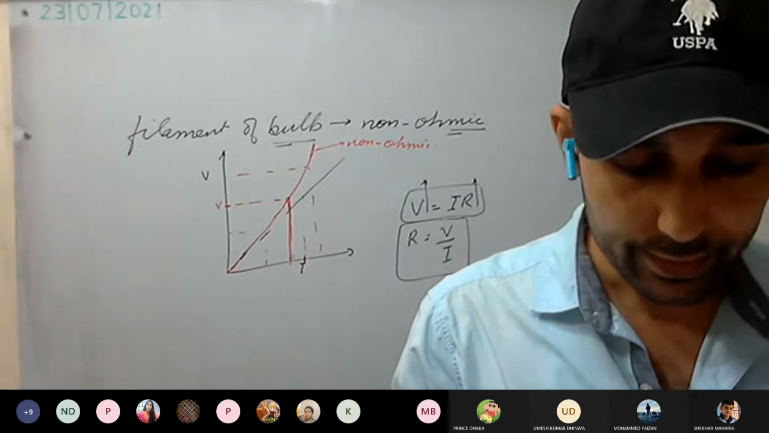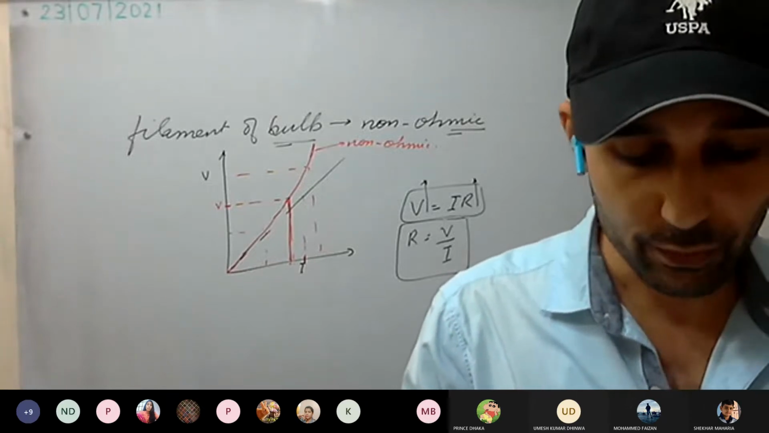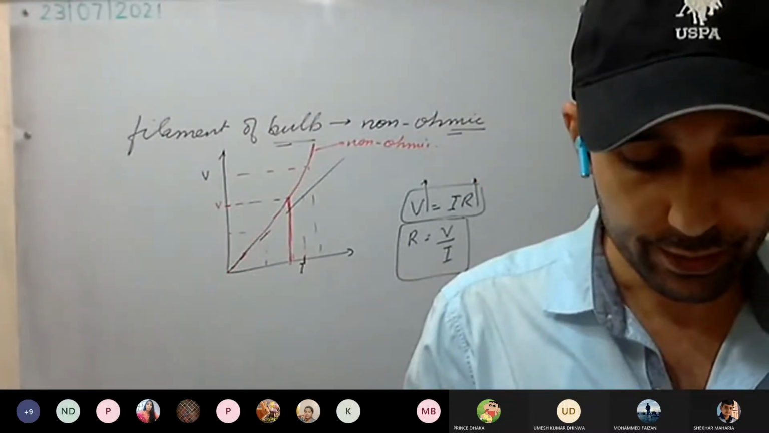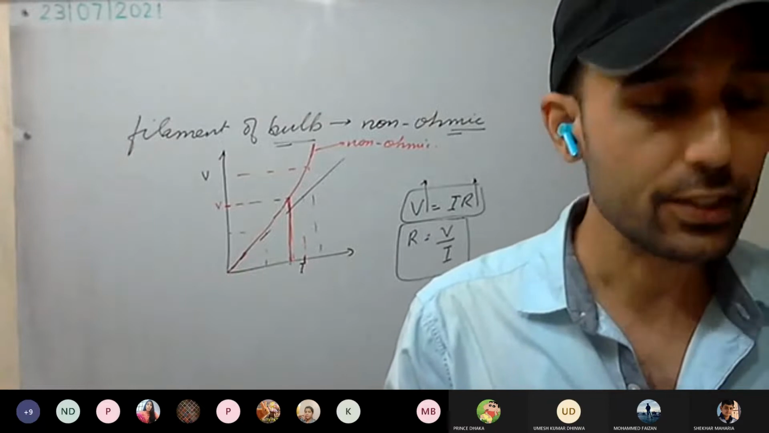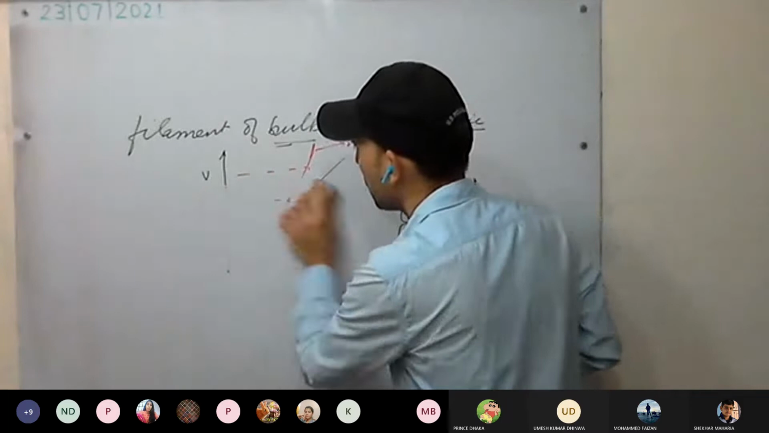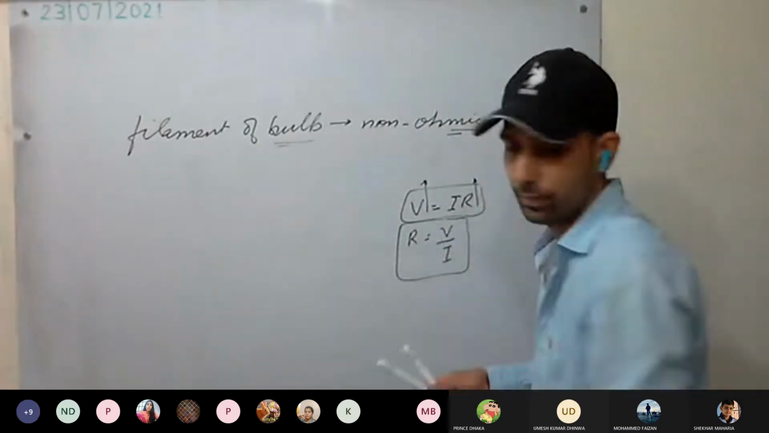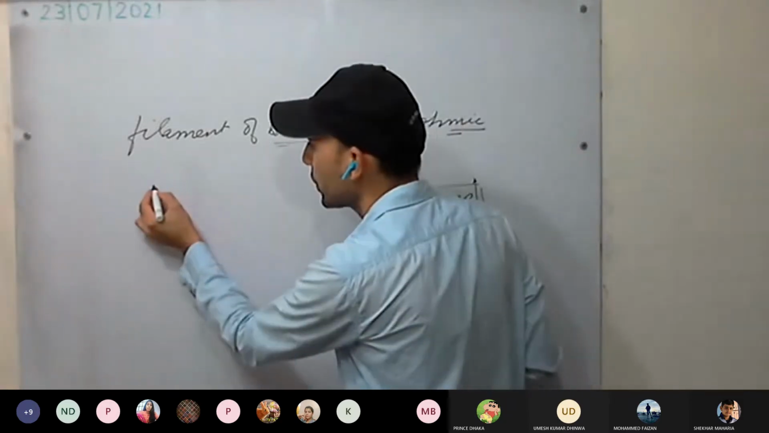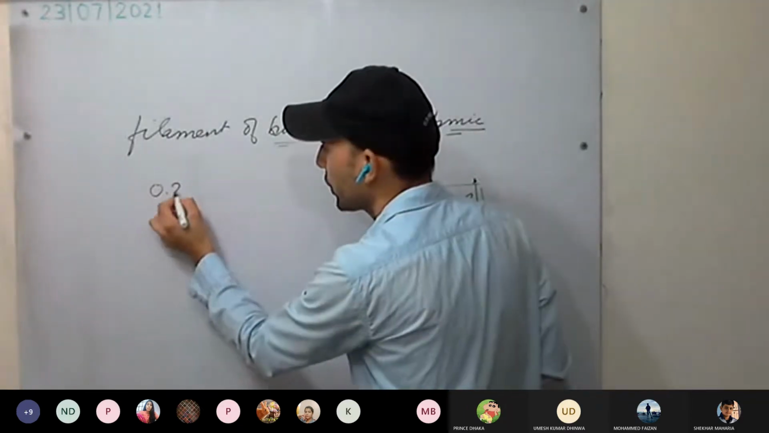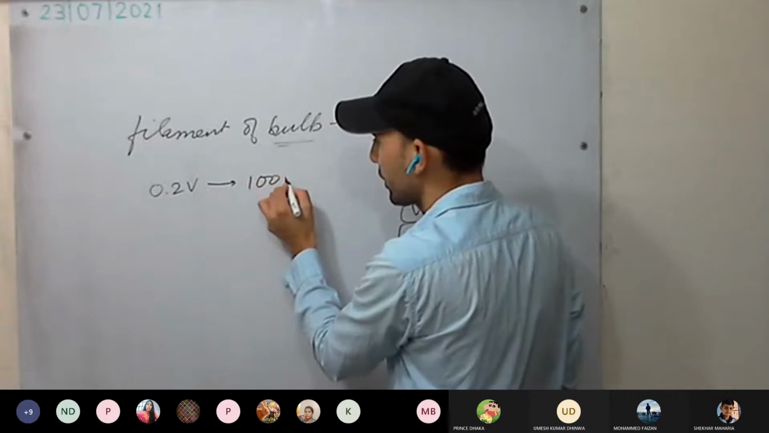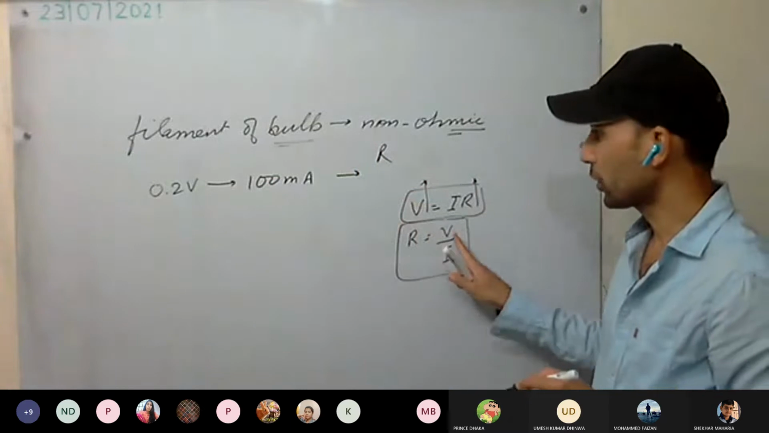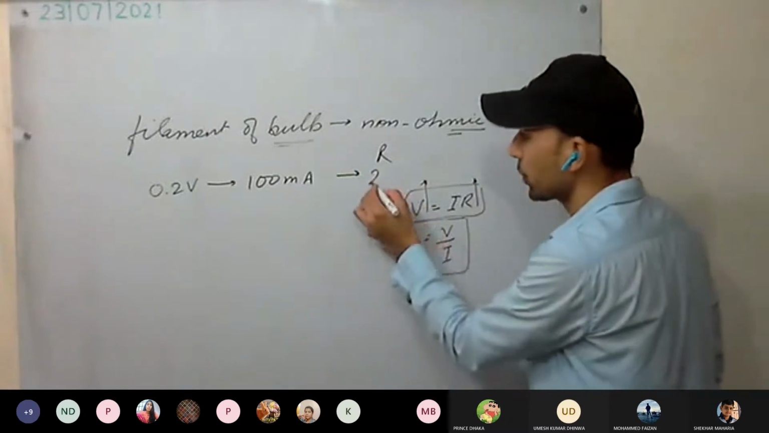See here. A bulb is connected to a potential difference of 0.2 volt. 100 milliampere current was drawn. At that time, resistance was how much? 2 ohm. Resistance was 2 ohm. So when it is connected to 0.2 volt, current was 100 milliampere. How much will the resistance be? V equal to IR, R equal to V by I. We can calculate. It comes out to be 2 ohm.